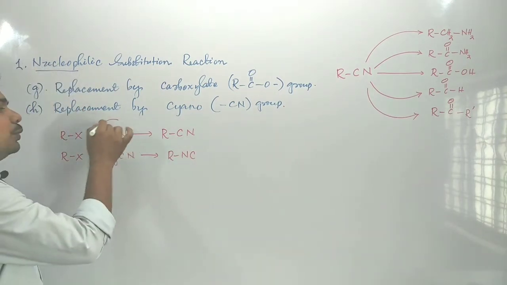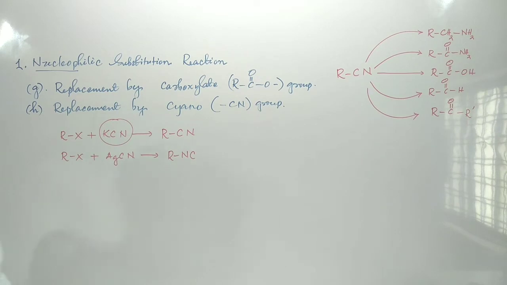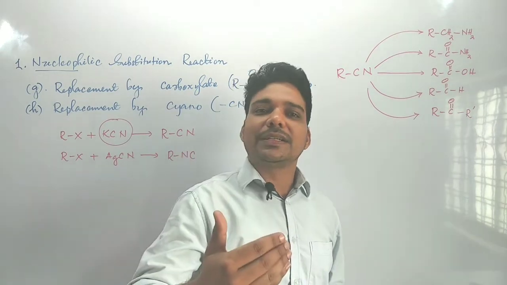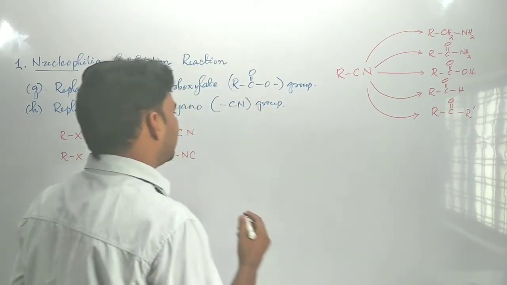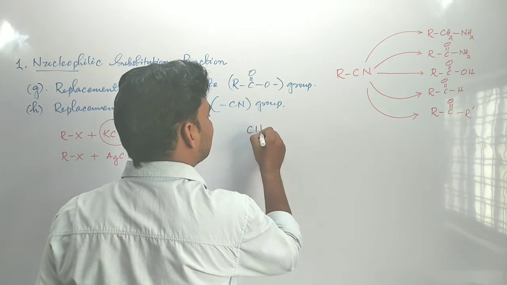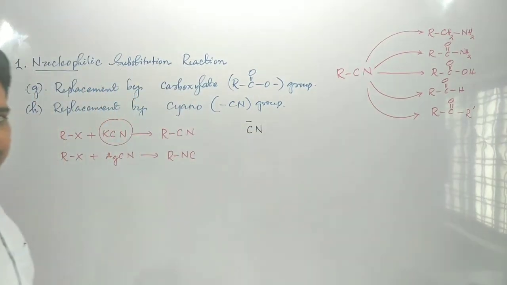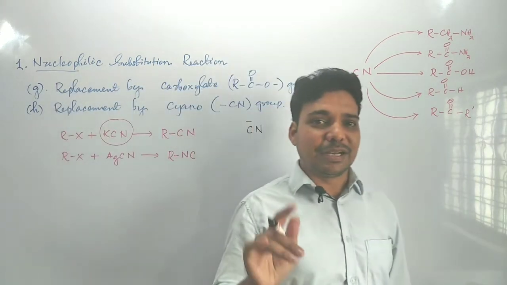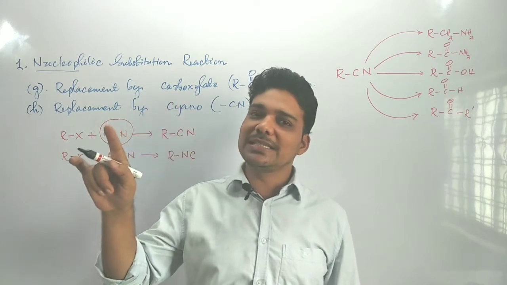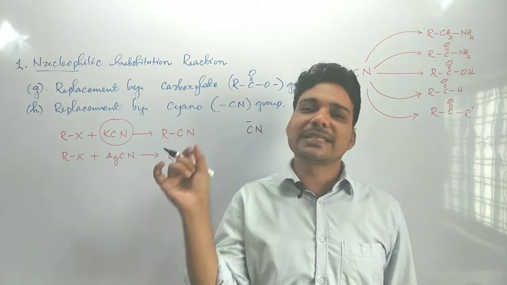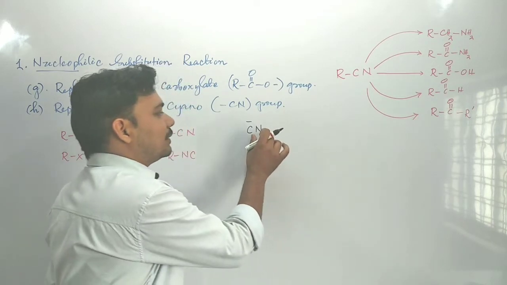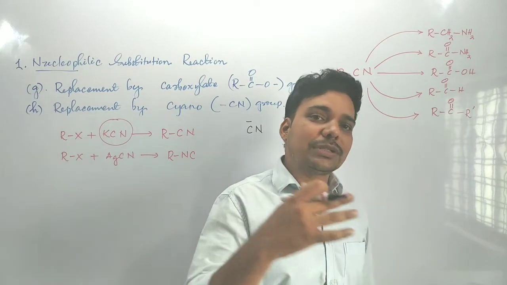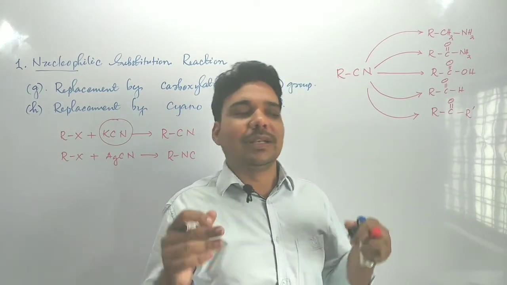Okay. When potassium cyanide or sodium cyanide is used, these are predominantly ionic, and due to their ionic nature they will provide CN minus ion in their solution. These CN minus ions are ambident nucleophiles. Ambident nucleophiles are nucleophiles having more than one nucleophilic site. In CN, this carbon as well as nitrogen are both attacking sites. Both can act as the nucleophilic site. They will attack the substrate.